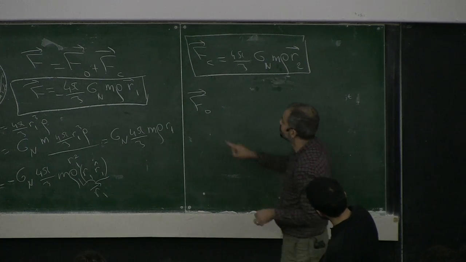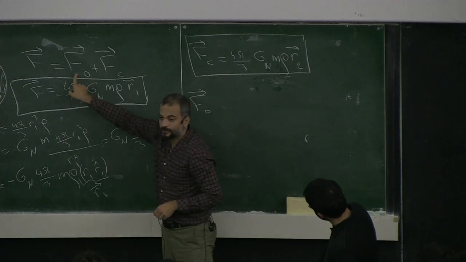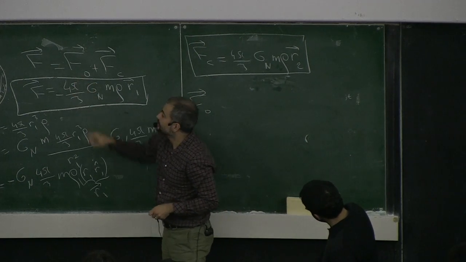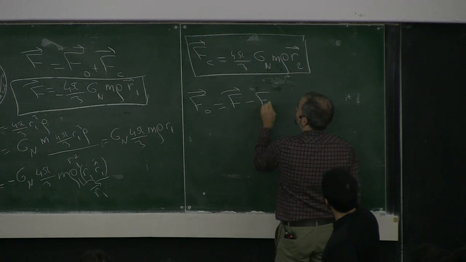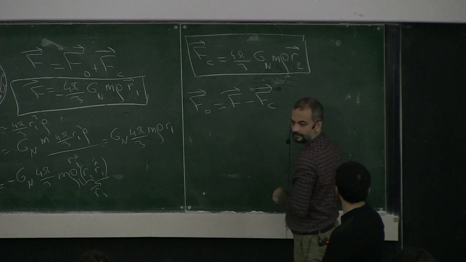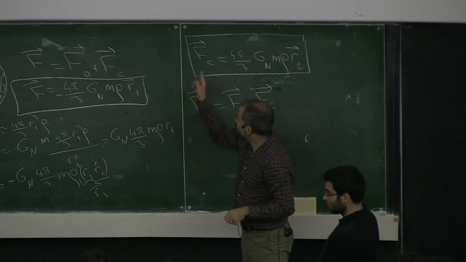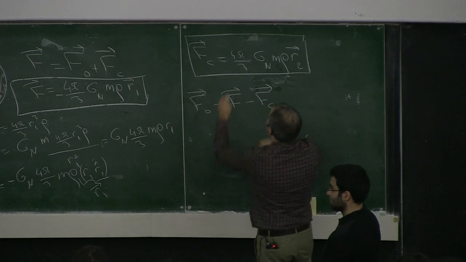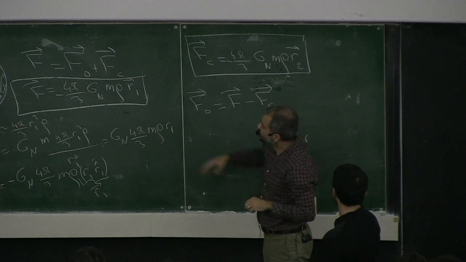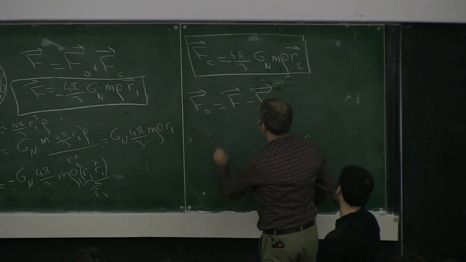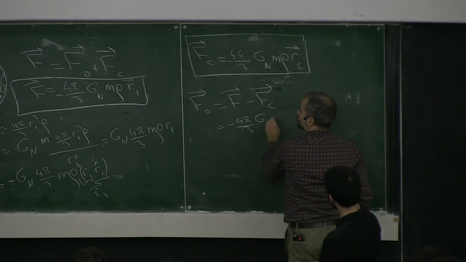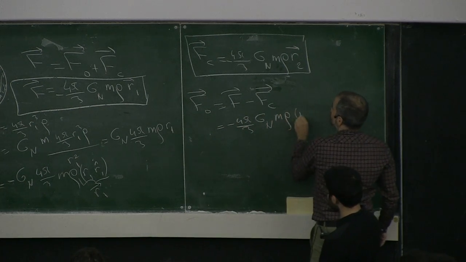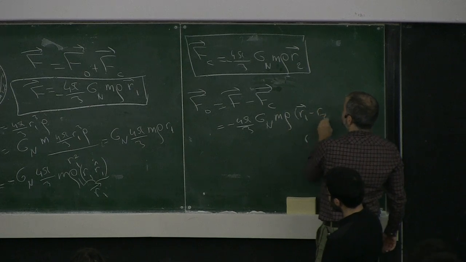Now, let's come back here. The force created by my original system is equal to F minus F_C. Well, I have to subtract this one from this one. Here I have a minus sign. Well, they have the same coefficient. Minus 4 pi over 3 G_N m rho. It is just r1 minus r2.